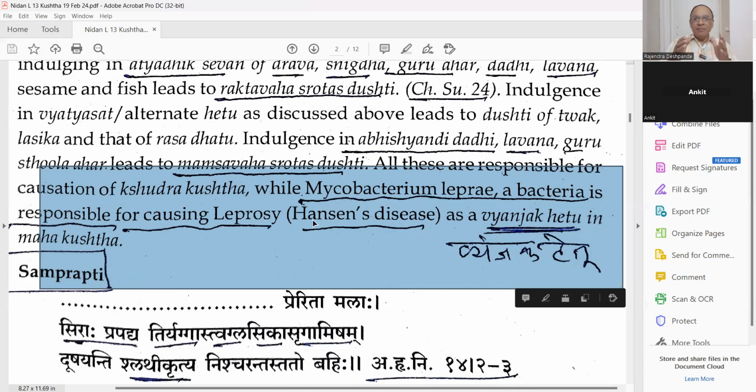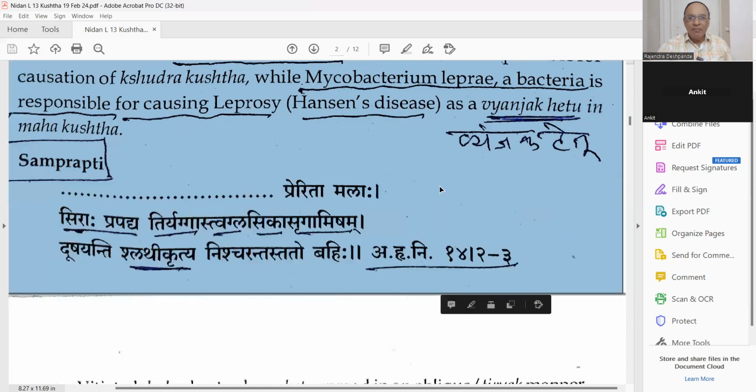All these diseases are important in Roganidan, in Swasthavrutta, in Balaroga, in Striroga, and also in Charak. In Charak we also have this Adhyay, Kushtha. We are not going to see that because it is already covered. Tell me in the comment box, sir, it is repetition. Okay, so this is Hansen's disease.